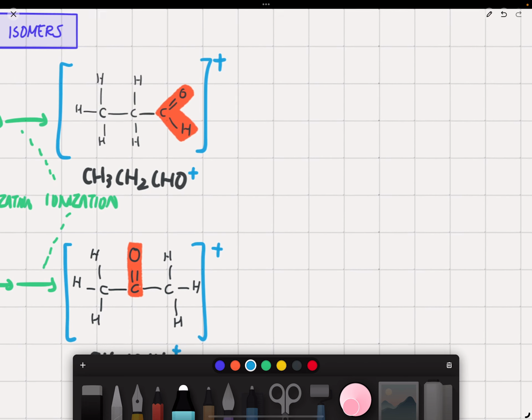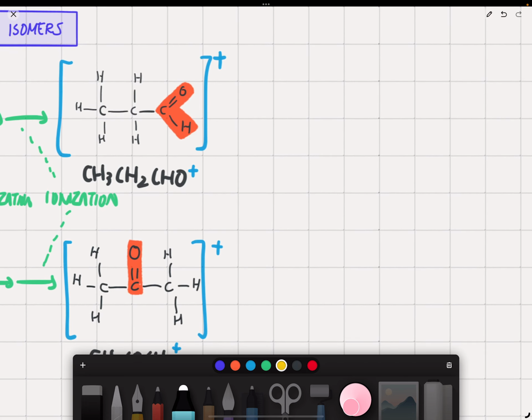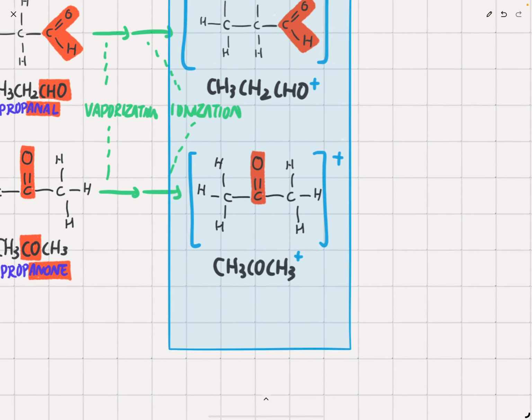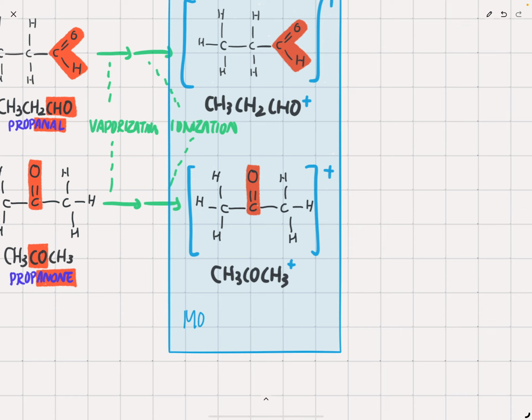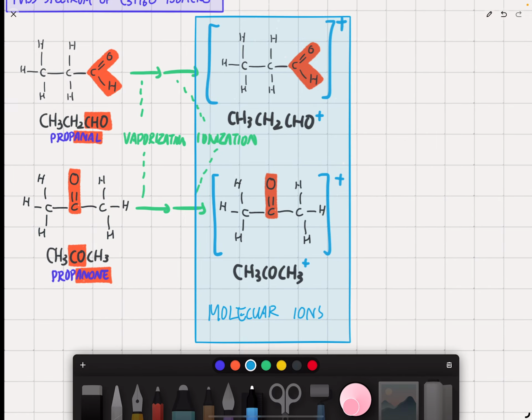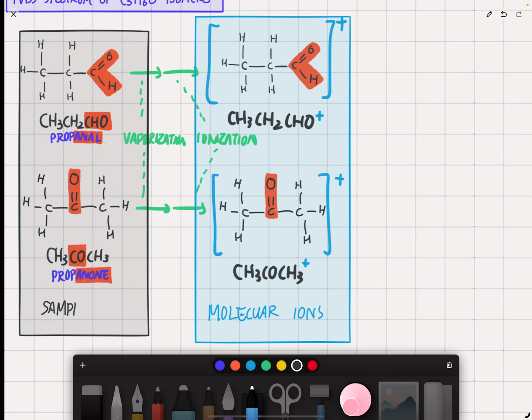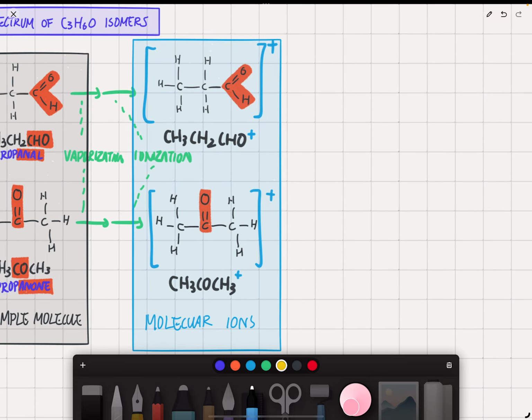differently. So with CH3CH2CHO plus, maybe let me draw a box around here first before you become confused. So these two are known as molecular ions, as they are derived from the molecule, our sample molecule on the left. So this is the sample molecule. Then the molecular ion will undergo, remember, fragmentation.